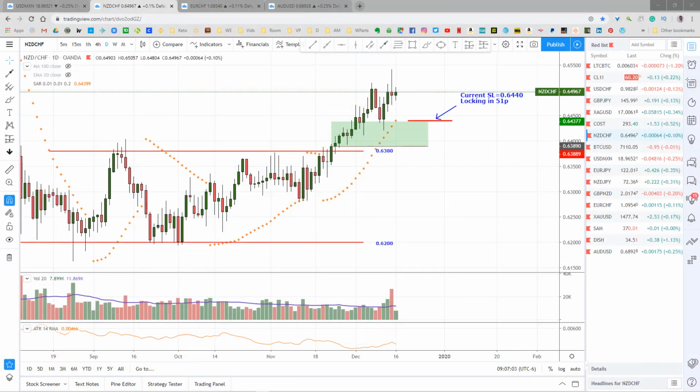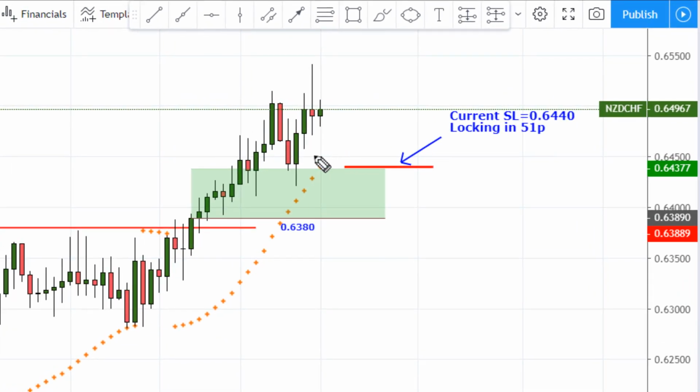You may remember from last week's video that I've already gotten profit on the Kiwi Swiss, and now I'm just watching to see what result we would have gotten from using the parabolic SAR to follow stops. Doing that, we would move our stop up to this point right here, which is the current parabolic SAR point at about 64.40, locking in 51 pips. This stop would have made us more profit than we actually got on this second half, since my stop was a couple of pips below that right here. We'll continue to track this and see what it does.